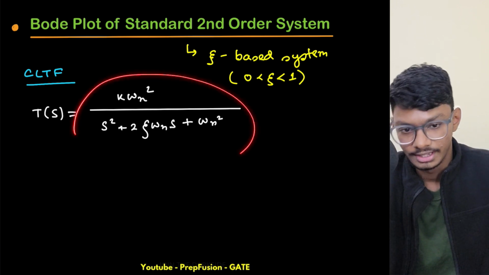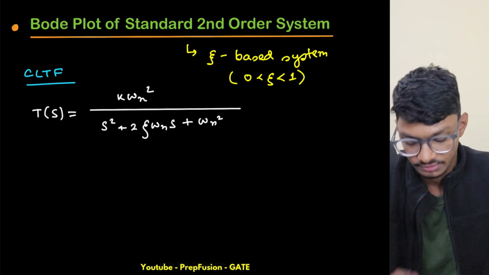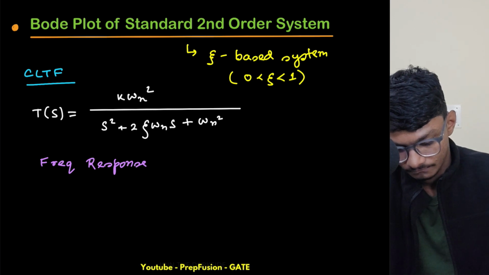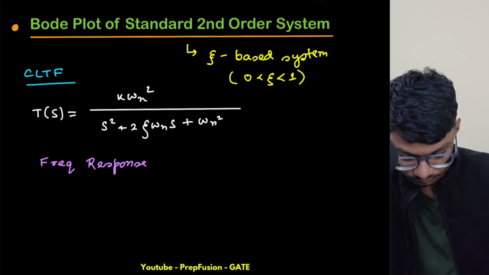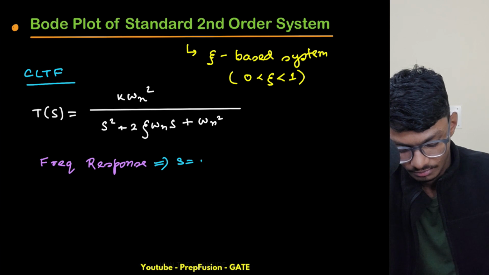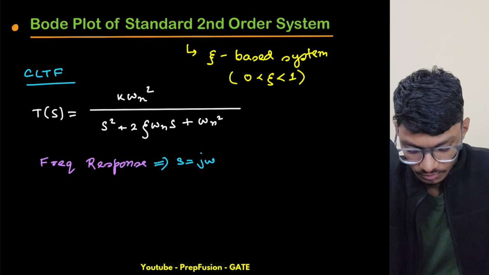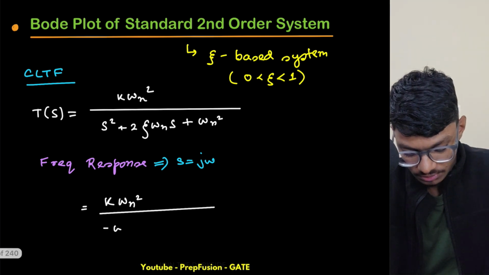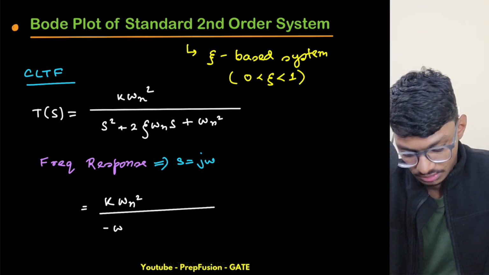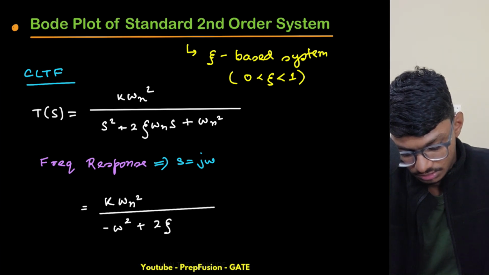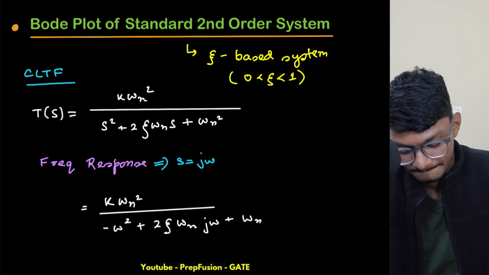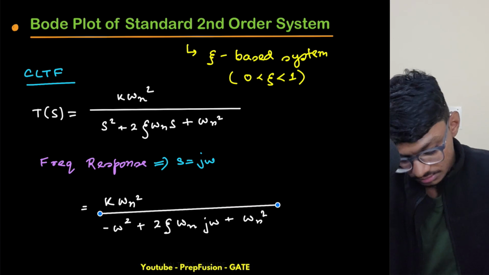So this is in s terms. Now we will write this in terms of omega, because we want the frequency response. Hence we'll put s equals j omega. Now if we put s equals j omega, what do we get? This is K omega n square divided by minus omega square, because j omega whole square is minus omega square as j square is minus 1, plus 2 zeta omega n j omega, plus omega n square.